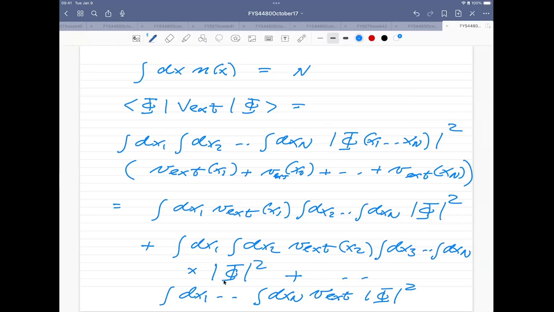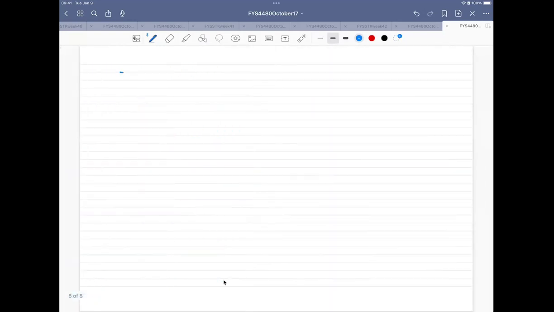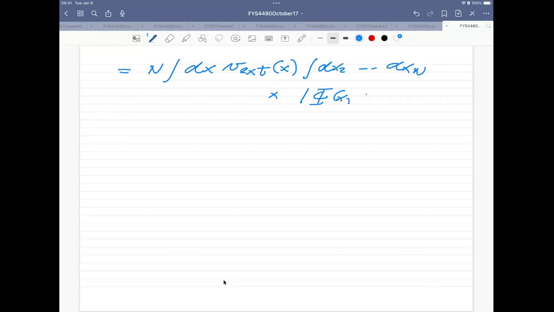Now, all these guys here, they're actually nothing but the same integrals, because x1, x2, x3, etc. are just dummy variables. So you see now that what I can do is actually to rewrite this as a simpler expression because I will have n terms. So I can rewrite this as n, and then they all look alike. So I can write dx V external of x, and then I have the remaining integrals dx2 up to dxn multiplied with the wave function psi of x1, x2 up to xn squared.